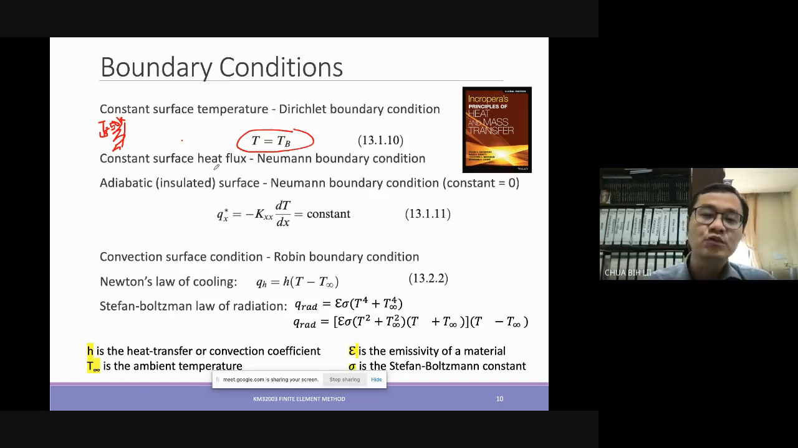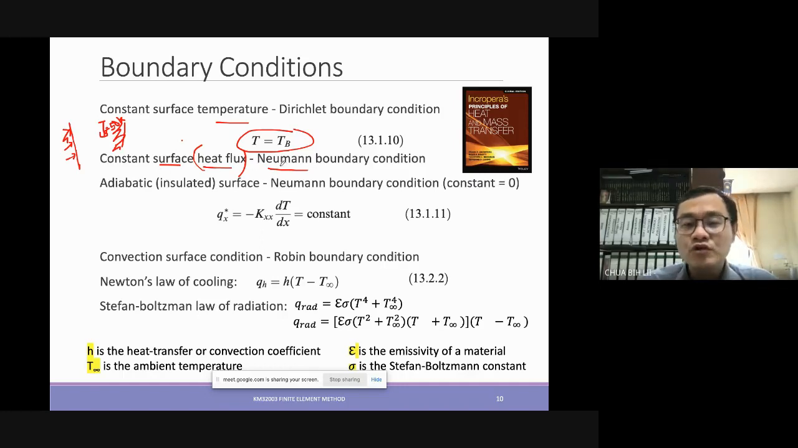Okay, the next would be the constant surface heat flux. Besides temperature, we can also assign a heat flux, meaning at the particular surface, the heat being inserted is a constant, in the form of heat flux. We call it a surface heat flux, because we are connecting it to a surface. We will call this a Neumann boundary condition.